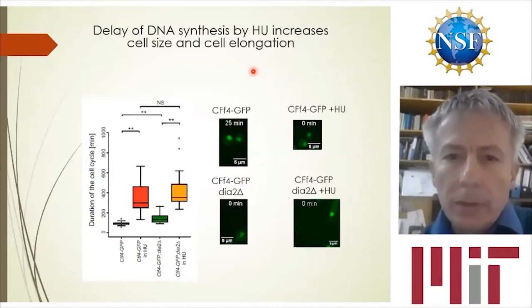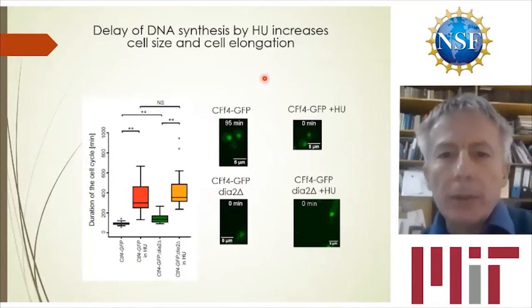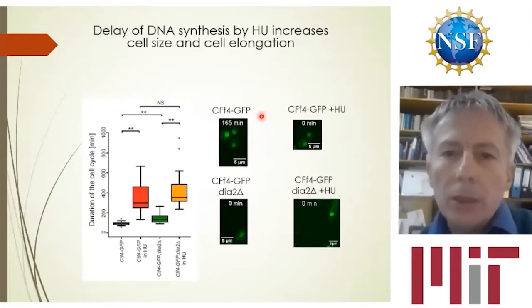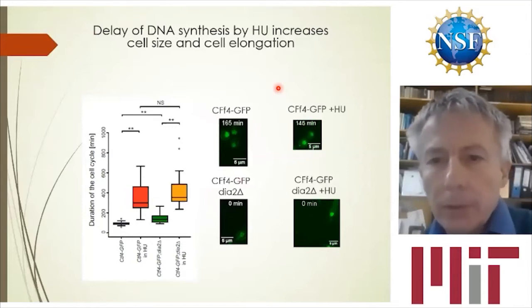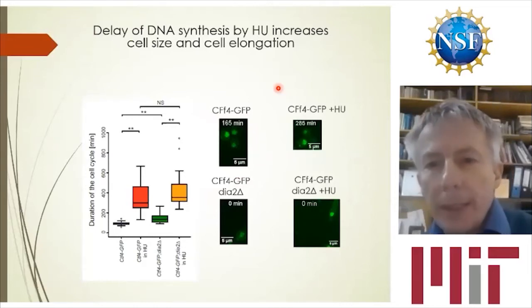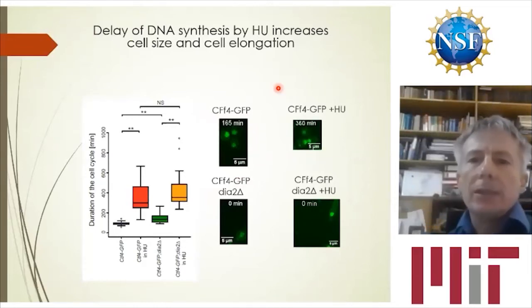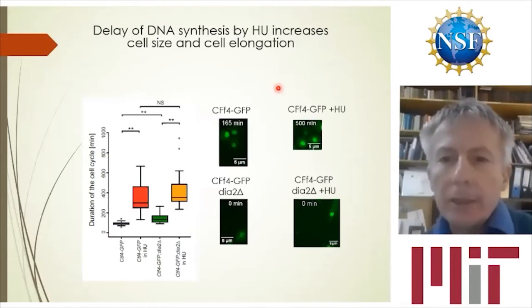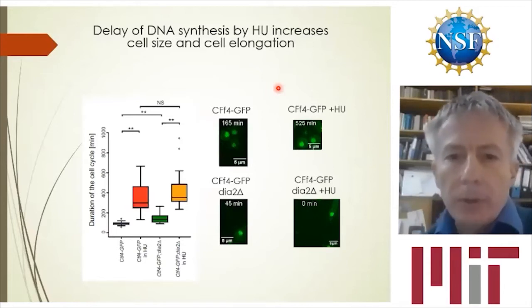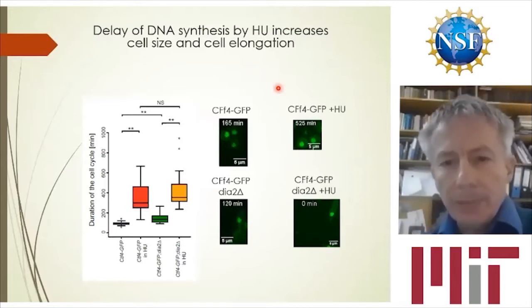As you can see, without hydroxyurea, the cell cycle is about 120 minutes in the wild type cells. However, when you add hydroxyurea, the cell cycle continues about 400 minutes, but the cells complete to divide. And because even the cell cycle is slowed down, the growth is also slowed down, and the cells are with the same size.